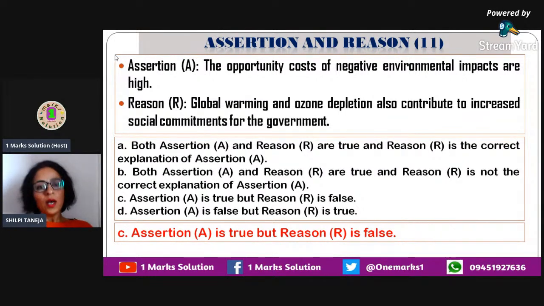So this is true. Reason says global warming and ozone depletion also contribute to increase social commitments for the government. Social commitments, no, false. This is financial commitments. Financial commitments are increasing because government has to spend its own resources for saving or for improving these problems, right? So they have to work upon it. So global warming and ozone depletion, they are the financial commitments.